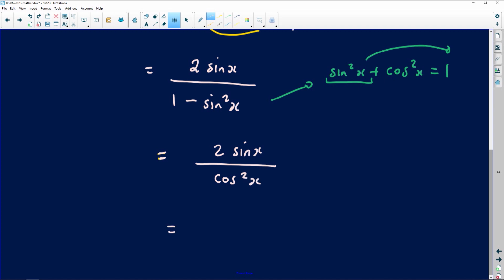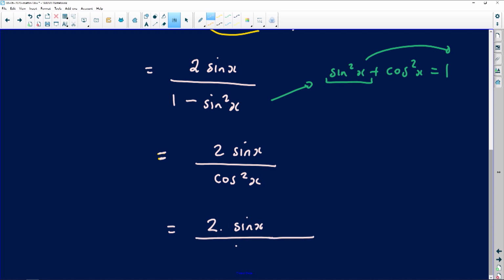And now here's where it becomes exciting. The cos that you see here, I can basically divide by cos on both sides. So I've got 2, times the sine of x divided by cos squared, which is what?